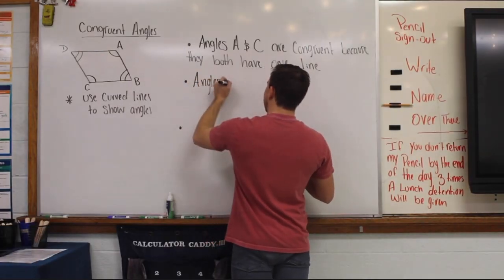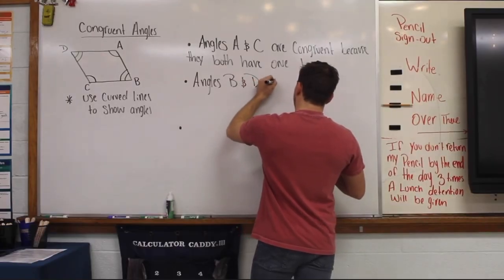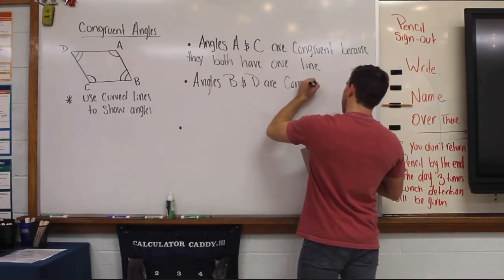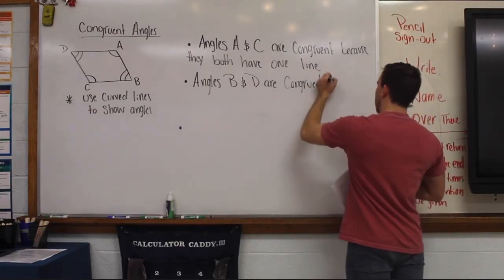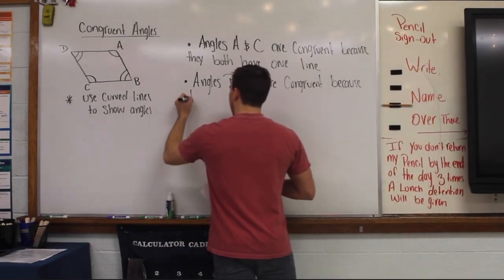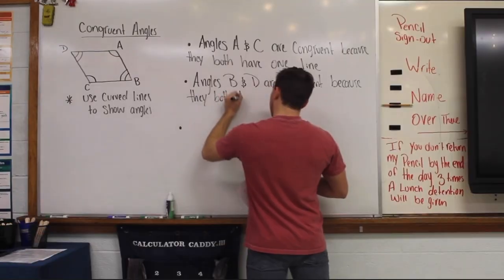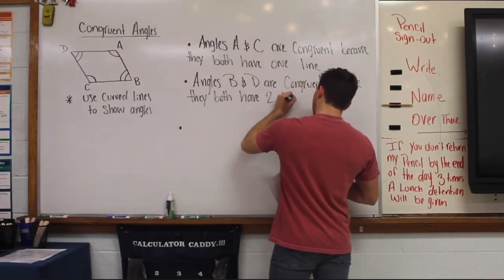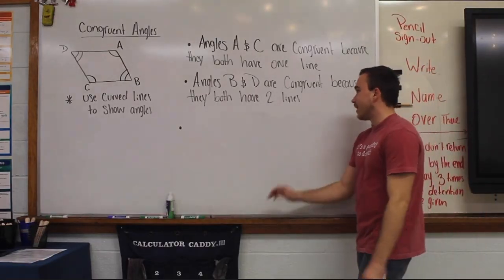Angles B and D are congruent because they both have two curved lines, or two lines.